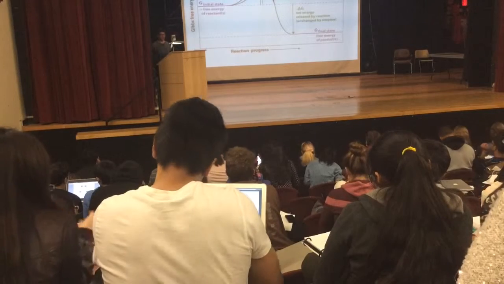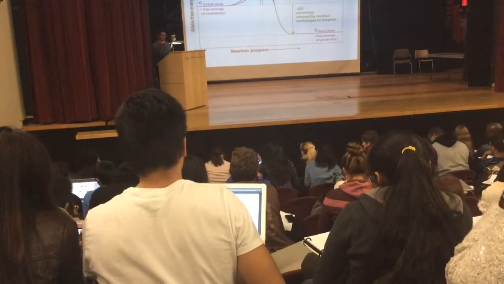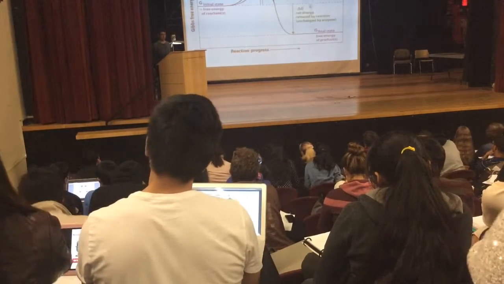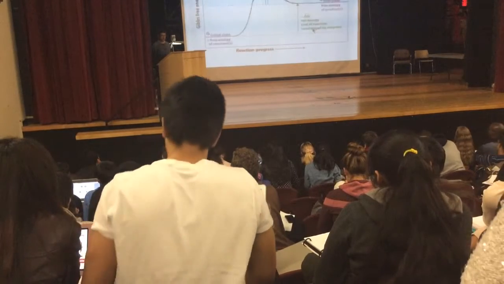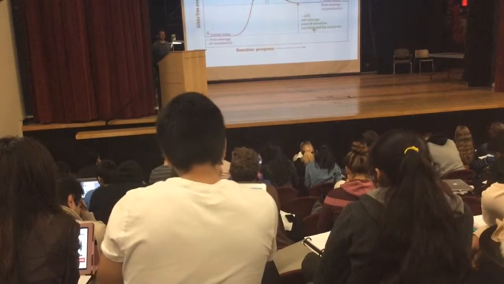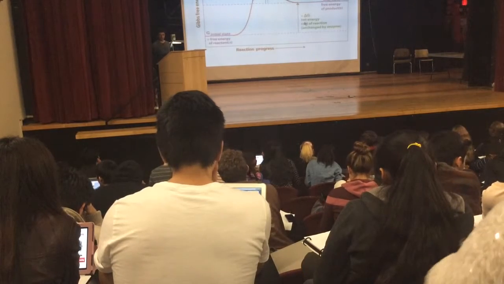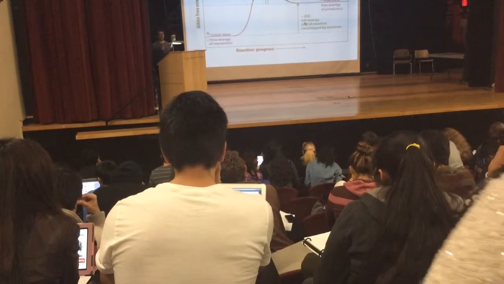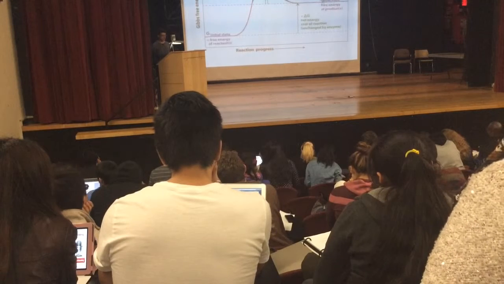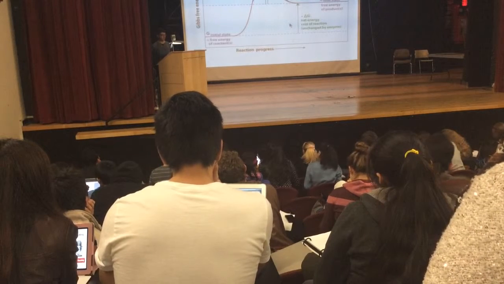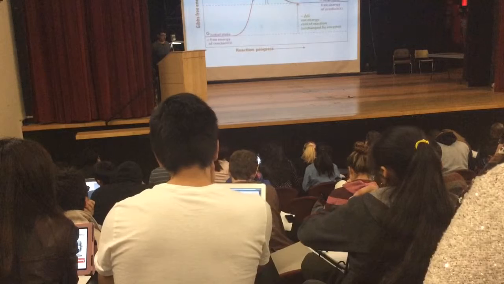One is for an exergonic reaction. Enzyme lowers the activation energy, does not affect the delta G. And here's one for an endergonic reaction. Enzyme lowers the activation energy, does not affect the delta G. So delta G is not affected by the enzymes at all because your substrates and products haven't changed. It's the same substrate, same product.